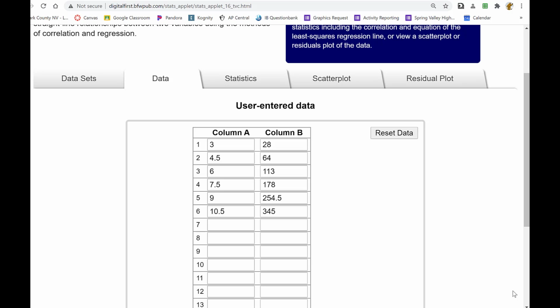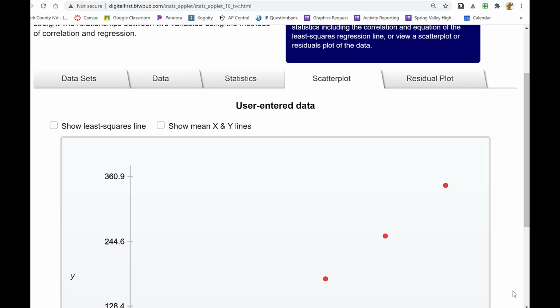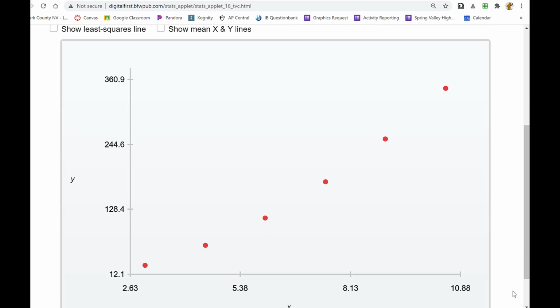So I've already plugged all of my data into this. Column A is our radius, column B is the area. If I click on scatterplot, I can see that this is clearly positive, and it looks really strong and really linear, to be honest. So I'm expecting a really strong correlation coefficient.